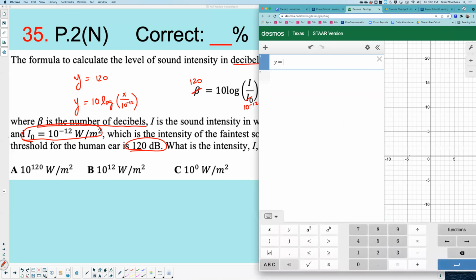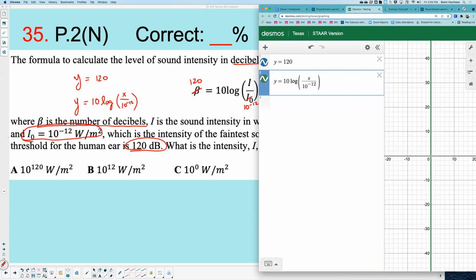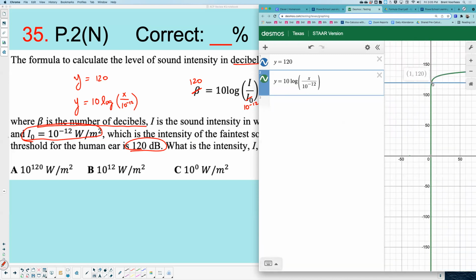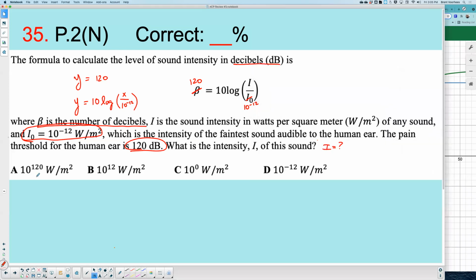Y equals 120, which indicates these are going to intersect at the height of 120. And then Y equals 10 log X divided by 10 to the power of -12. Okay, I'm going to zoom out to 120. There it is. And that should be my solution. My solution looks like it's 1. When I look down here, though, I don't see the answer of 1 anywhere.